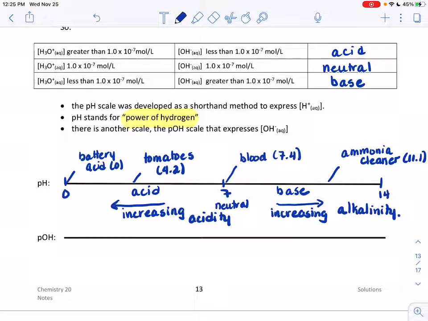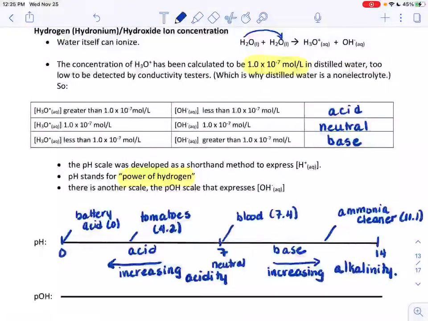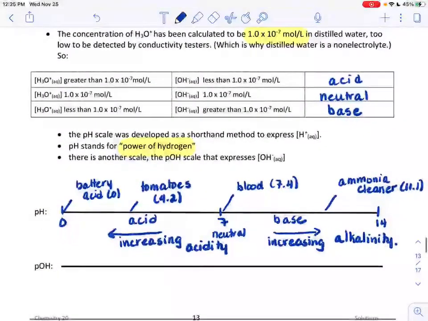All right, so now the pOH scale. Remember what I talked about, that as one increases, the other one decreases. So if I have here at the pH of 0 a very high level of hydronium, I'm going to have a very low level of hydroxide. And so the pOH scale is actually the opposite. Here it's going to be 14, here it's going to be 0, and neutral is still 7.